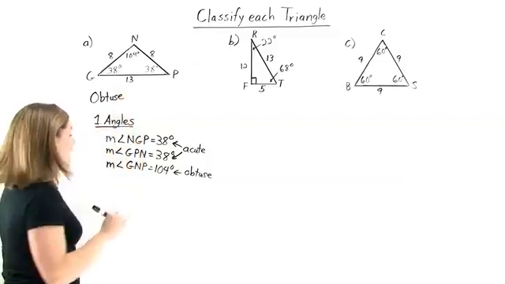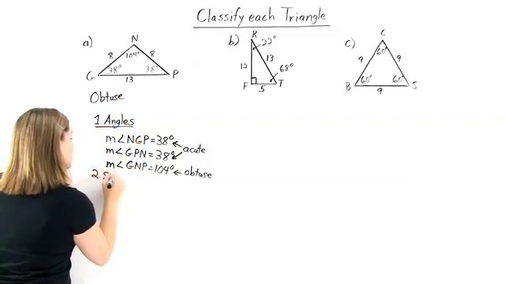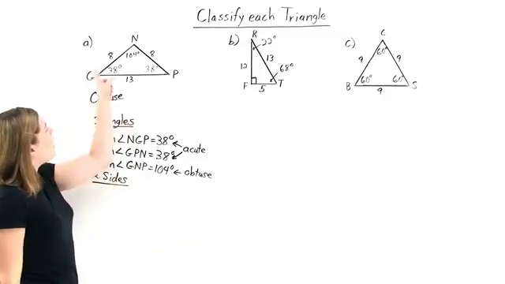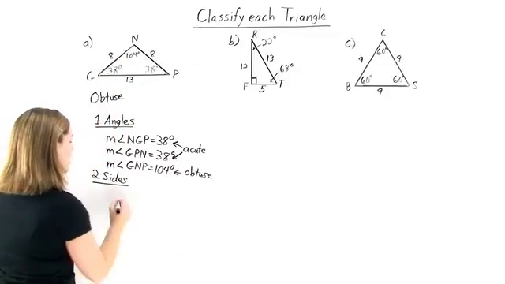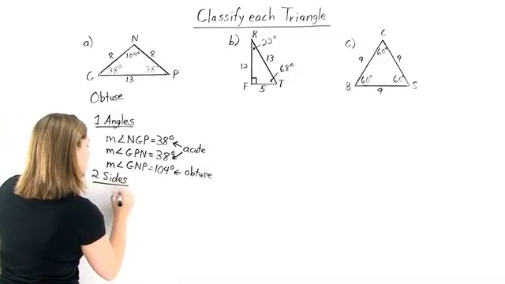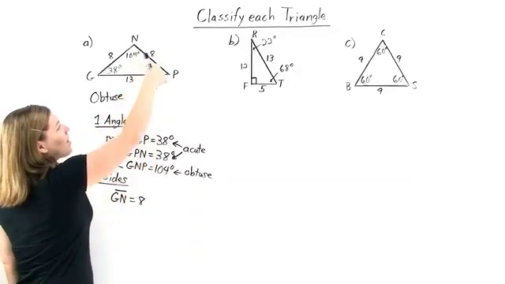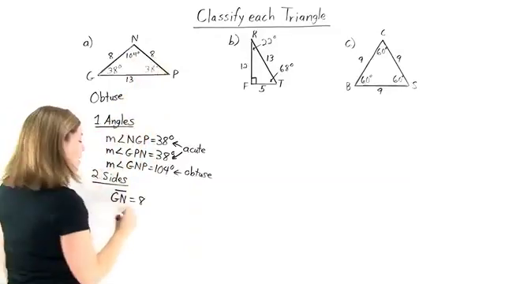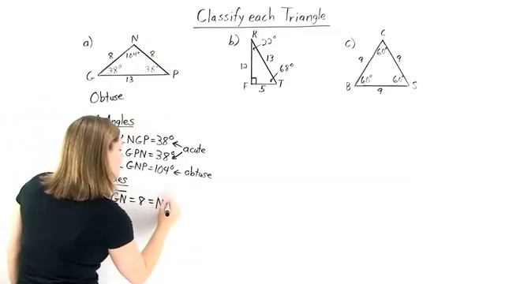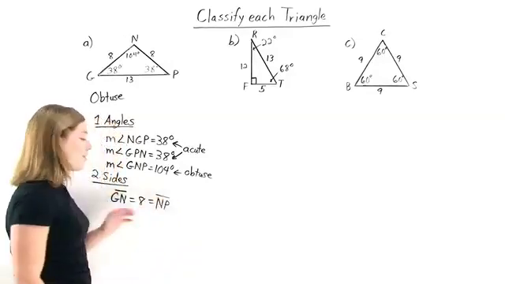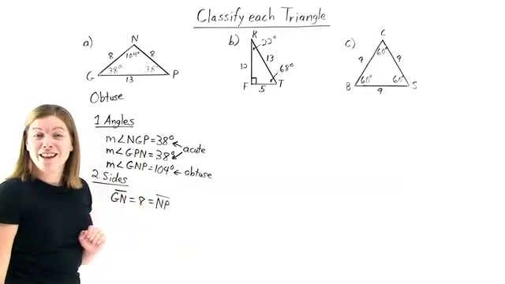Now let's take a look at the sides of this triangle to see if we can classify it even further. Well, here we have this side, side GN. And if we look, side GN measures 8. Now look at this side here, side NP. Side NP also measures 8. So that means that those 2 sides are the same. They're congruent to one another.